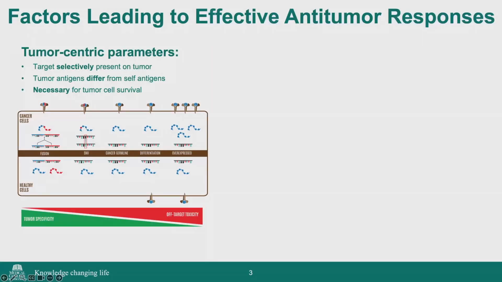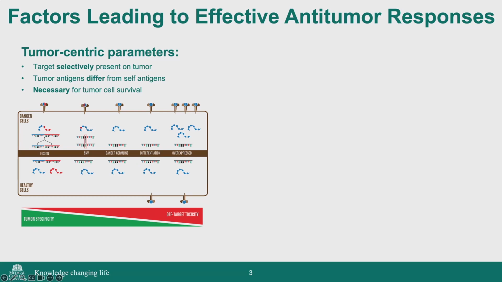As a starting point, I'd like to give an overview of some of the factors that lead to effective anti-tumor responses. And so whenever we're thinking about developing a cell-based therapy for cancer, there's certain tumor-centric and immune-centric parameters that we have to take into consideration. In terms of the tumor-centric parameters, we want to focus on a target that's selectively present on tumor cells and absent on healthy cells. So in the schematic here, you'll see from right to left, there's overexpressed antigens that are going to be expressed on both cancer cells and healthy cells.